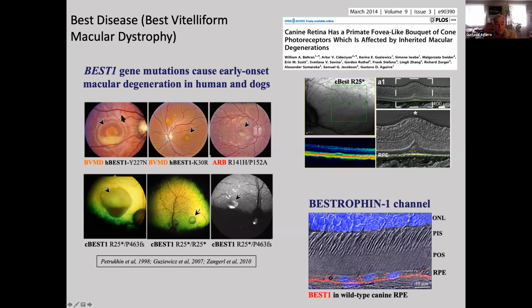Best macular dystrophy is another example. And there are comments made about the presence or absence of a macula in animals that are not primates. Dogs do have a foveal macular area, and this is an area with a high cone density, and that is the area that is affected by inherited macular degeneration, either Best disease or RPGR, where you have a macular disorder early on with this type of mutations.